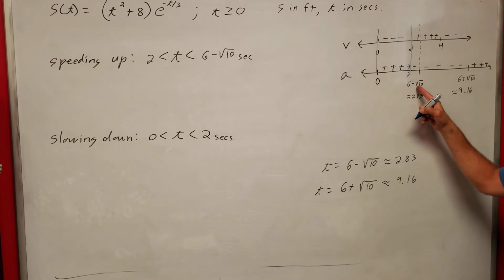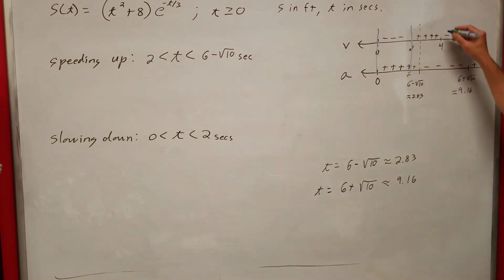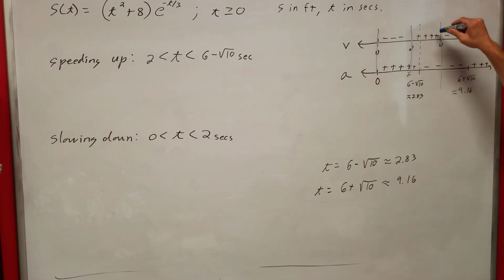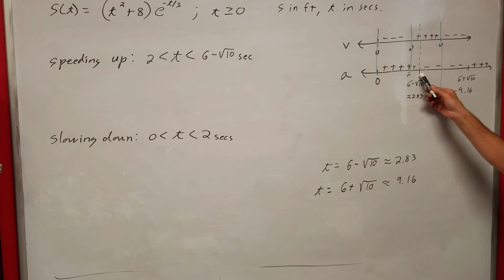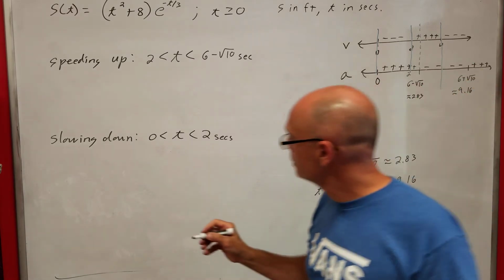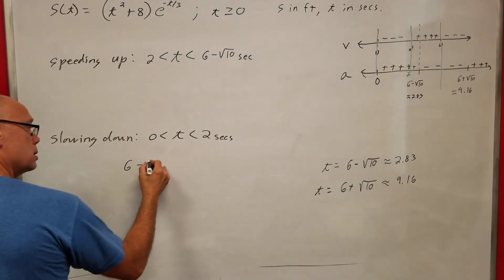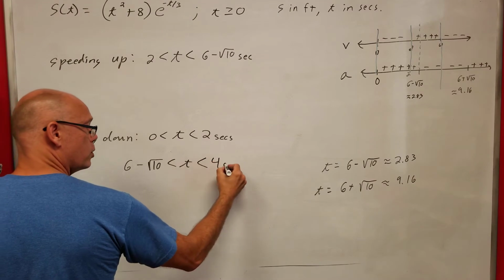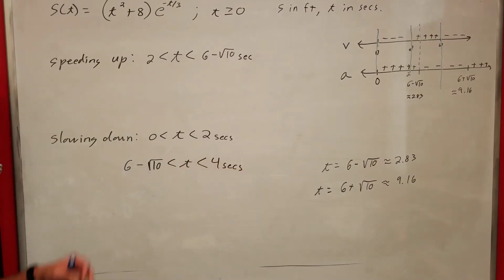Now what happens between 6 minus square root of 10 and 4 seconds here? Velocity is positive, acceleration is negative, so it's slowing down. Between 6 minus square root of 10 and 4 seconds, we're slowing down.